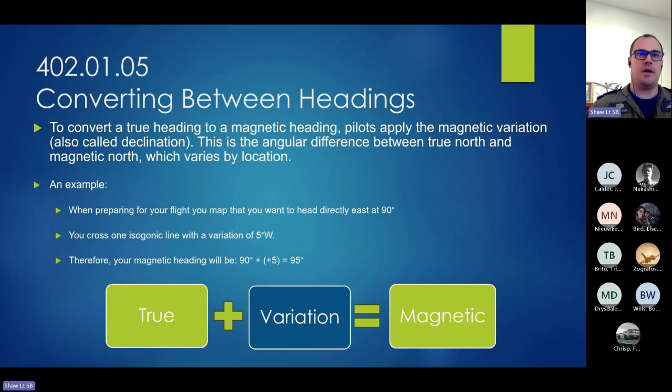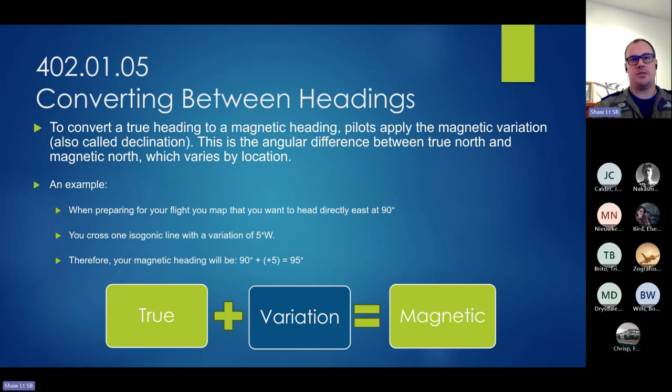So example, when you're preparing your flight, on the map, you want to head directly east at 90 degrees. So you cross one isogonic line with a variation of 5 degrees west. So we know east is least, west is best. So therefore, your magnetic heading will be 90 degrees plus 5 degrees equals 95 degrees.